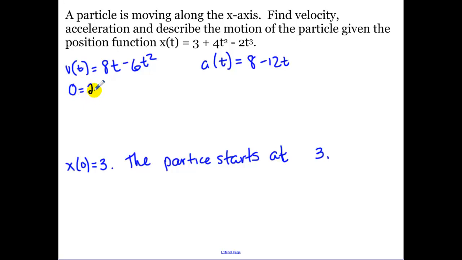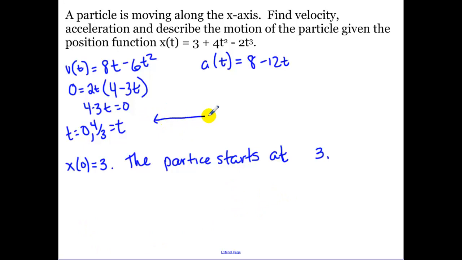So I set my velocity equal to 0. So I set 4 minus 3t equal to 0. And that gets me 4/3 for a time when it's going to change direction. Also 0 is a key point, but 0 is where we started. So looking at our velocity curve, for 0 and then 4/3, if I plug in 1 into our velocity equation, we're going to be positive here, and then we're going to change to negative.